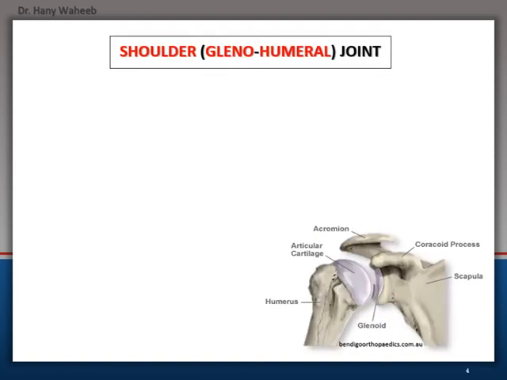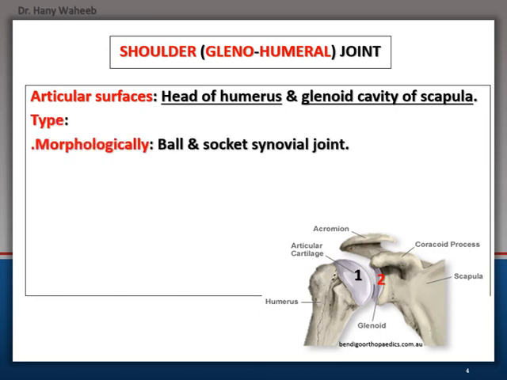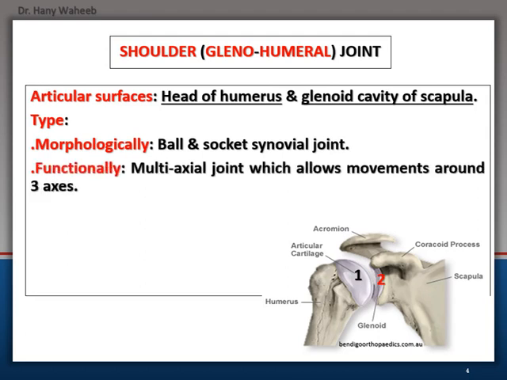Shoulder or glenohumeral joint. Articular surfaces: 1. Head of humerus and 2. Glenoid cavity of scapula. Type. Morphologically, ball and socket synovial joint. Functionally, multiaxial joint which allows movements around 3 axes.